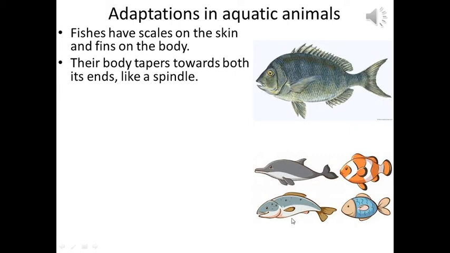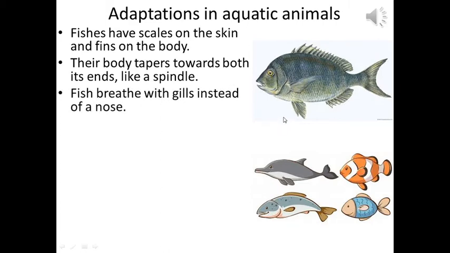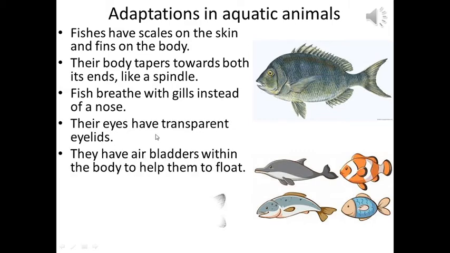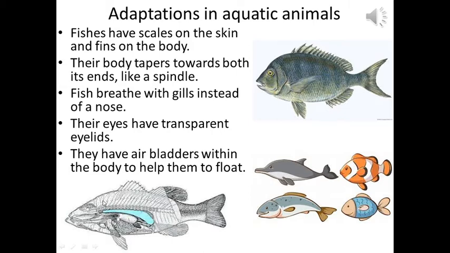The fish breathe with gills instead of a nose. They can absorb or take in dissolved oxygen present in water with the help of these gills. Their eyelids are transparent. They have air bladders within the body to help them to float on the water.